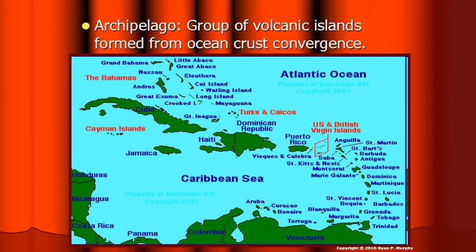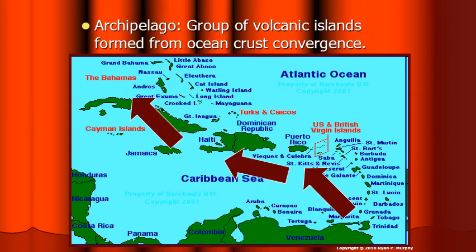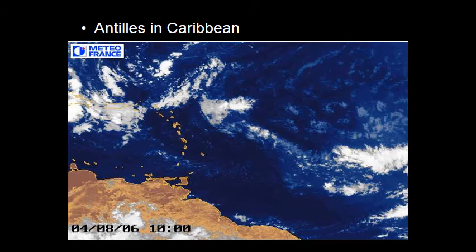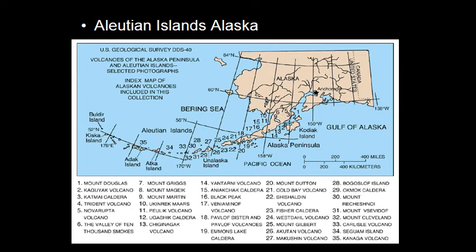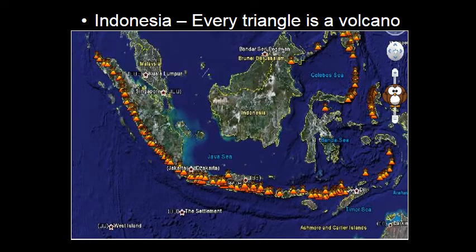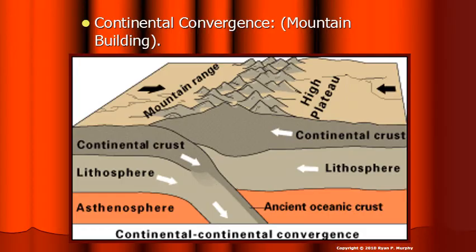So the ocean versus ocean convergence. This tends to create archipelagos. These are a group of volcanic islands that are formed from ocean crust convergence. There's an archipelago right there, a little line of islands. This is the Antilles Islands in the Caribbean, again, an archipelago, and a big part of Alaska is an archipelago created by this. Indonesia was created by this, and you can see all of these volcanoes here. Each one of these little icons is an active volcano. So that's a lot of volcanoes.